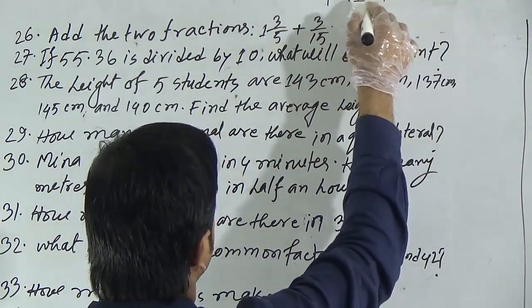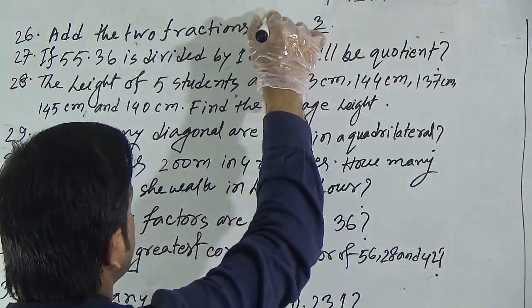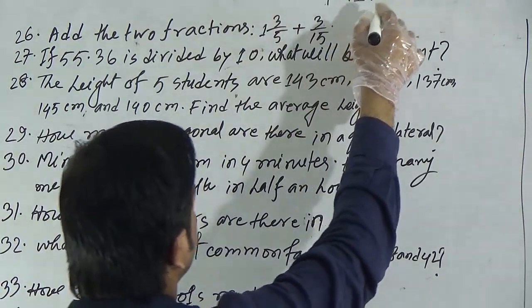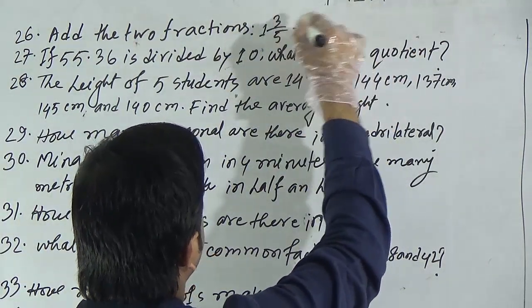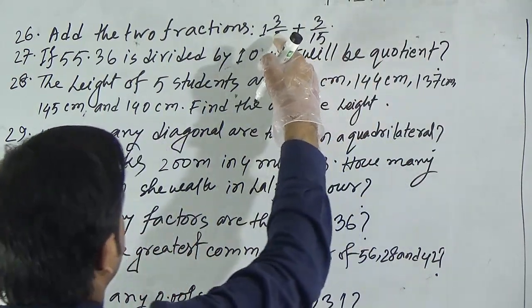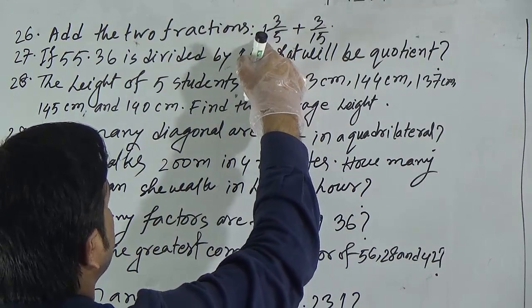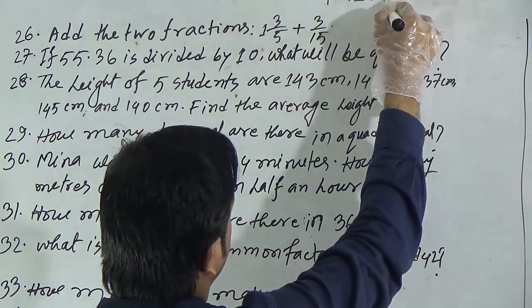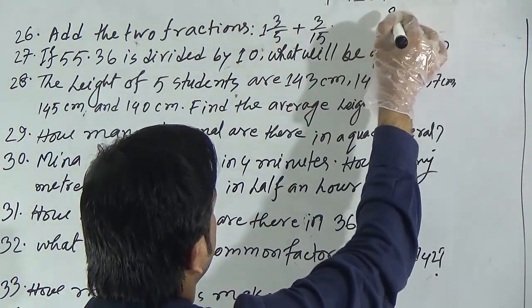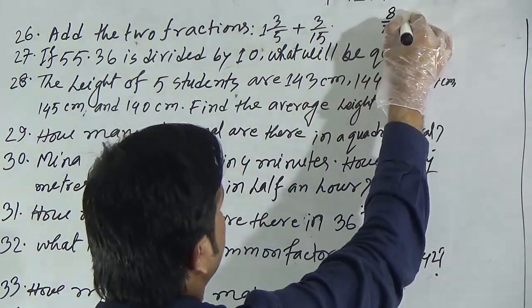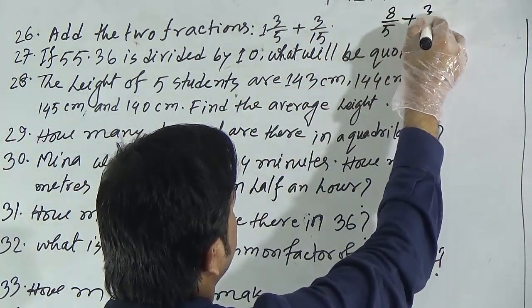Now I will show the addition. To do the addition, at first we have to convert this mixed fraction into improper. If we convert this mixed fraction into improper, we have to multiply 1 by 5, then we have to add 3. 5 ones are 5 and 3, 8. So this will be 8, and in the denominator this will remain same. Now we have to add 3 by 15 with this.